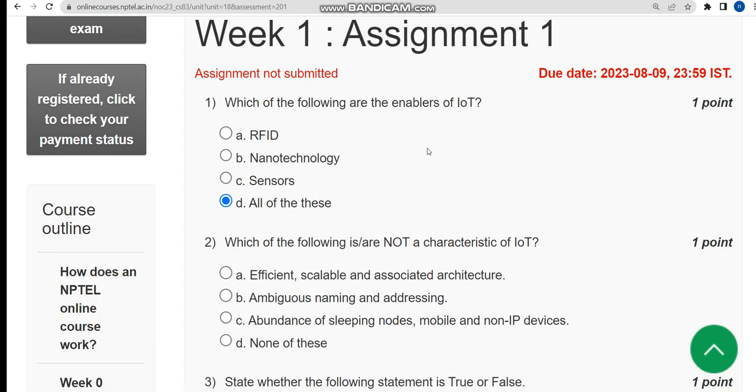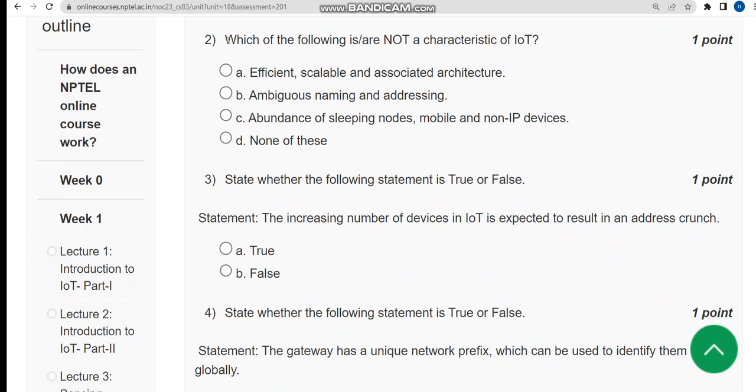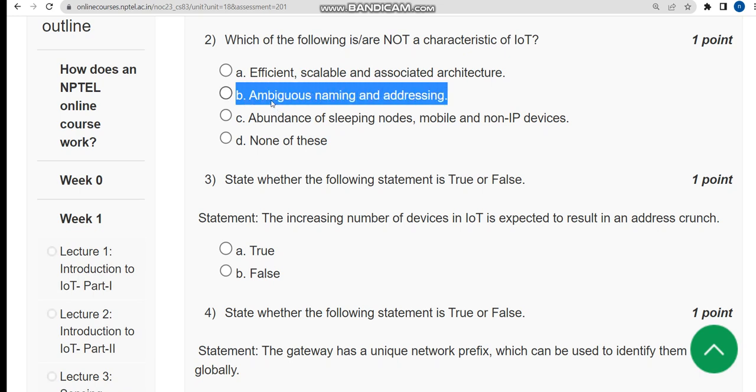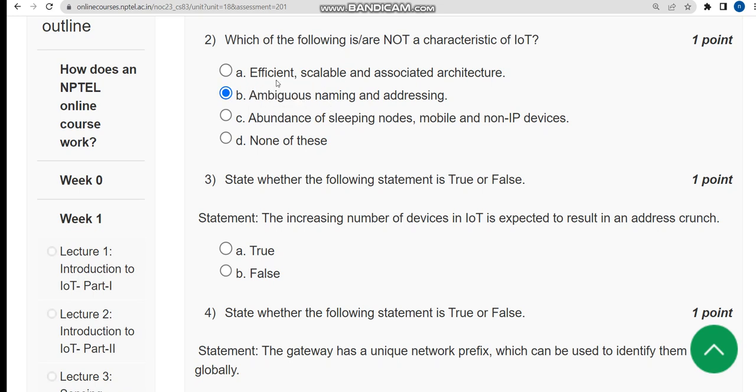Second question: which of the following is or are not a characteristic of IoT? For the second question, the correct answer is option B, ambiguous naming and addressing. Actually, it should be unambiguous, but they're asking which is not a characteristic. So the ambiguous is not a characteristic. So option B is the correct answer. Now let's move on to the third question.